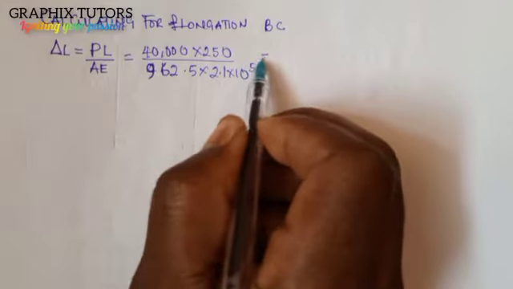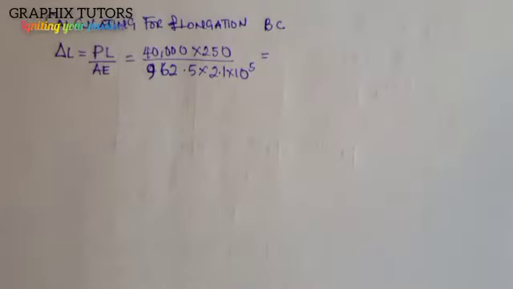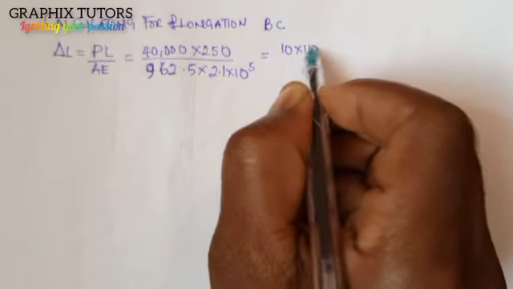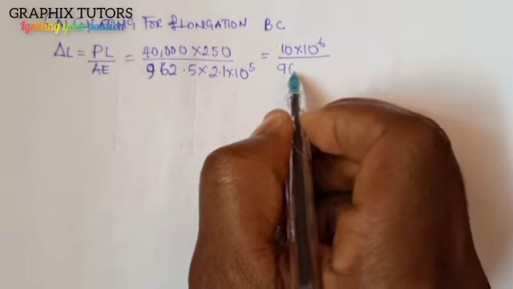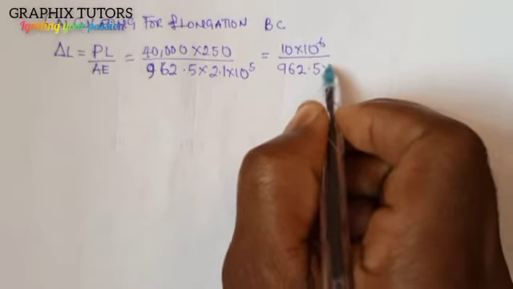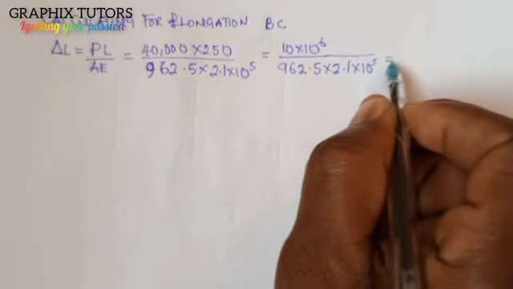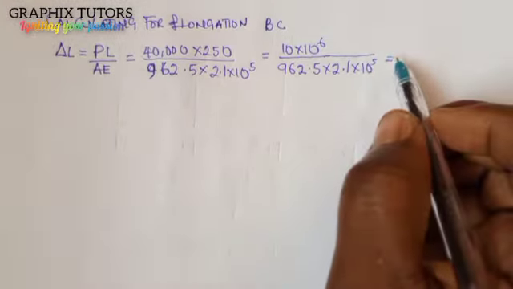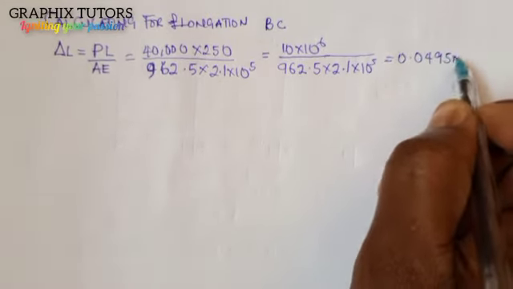So when you input your values, we'll have 10 times 10 raised to power 6, that's 10 million, all over 962.5 times 2.1 times 10 to the power of 5. So if you do this, your elongation will be giving us 0.0495. This will be 0.0495 millimeter.